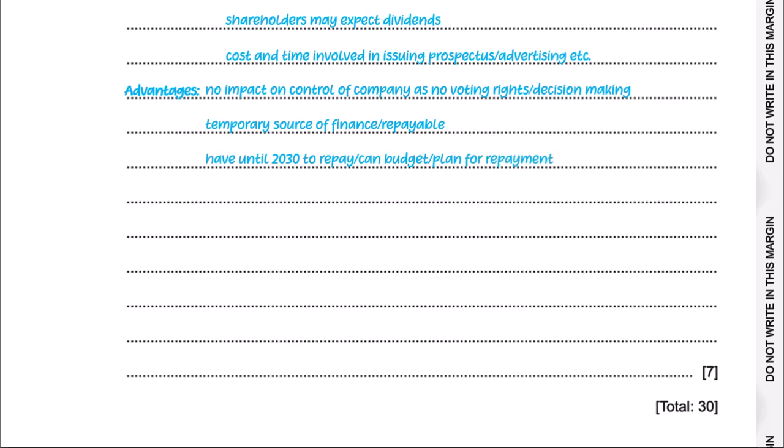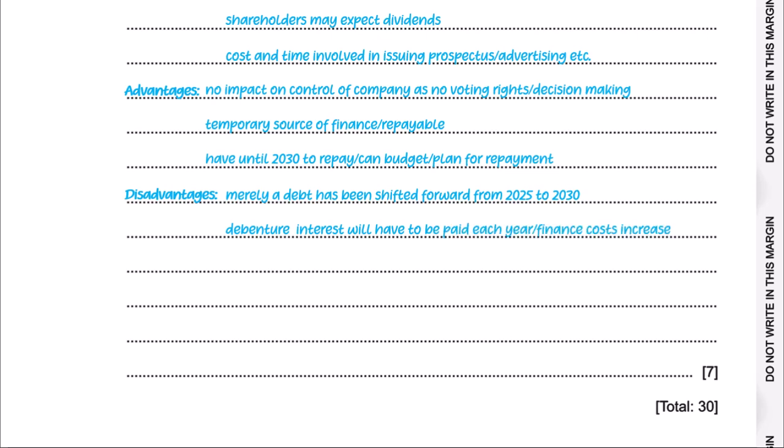Among its disadvantages, a very important disadvantage is that the debenture will be redeemed, but issuing new debentures means the company will not become debt-free. Debt has simply been shifted forward. I mean, from 2025 to 2030. And continuing from the previous disadvantage, we can say that 8% interest will still have to be paid every year, which will be deducted directly from the profit. So profit will remain low.